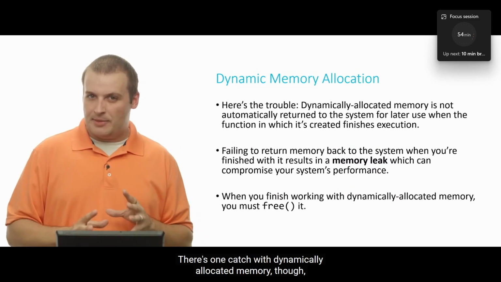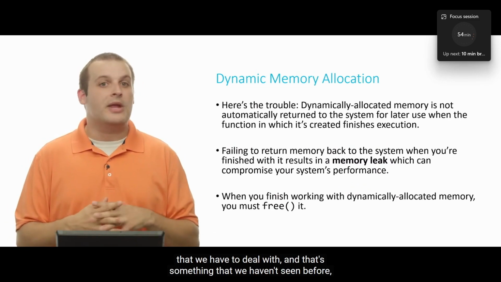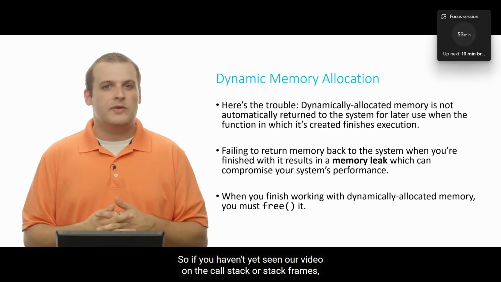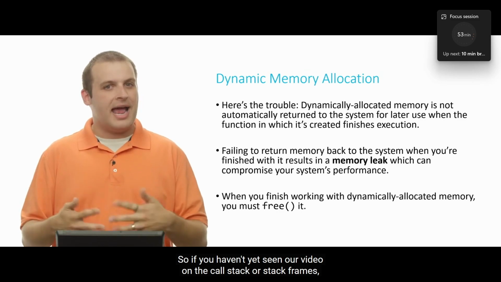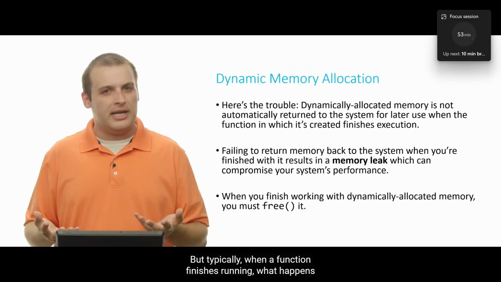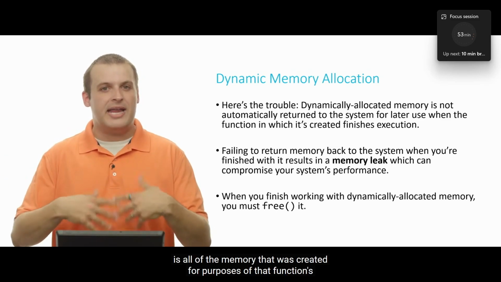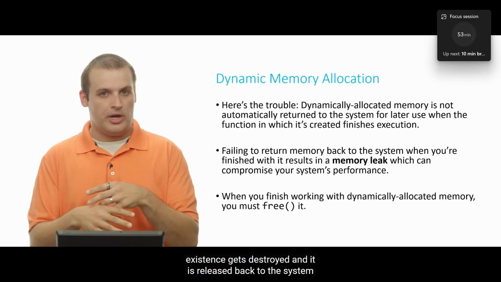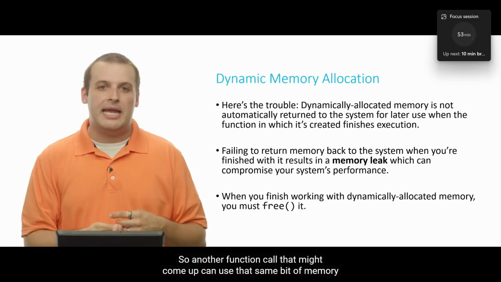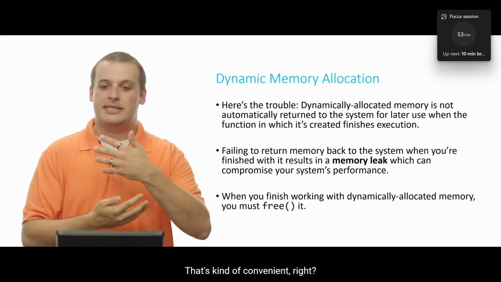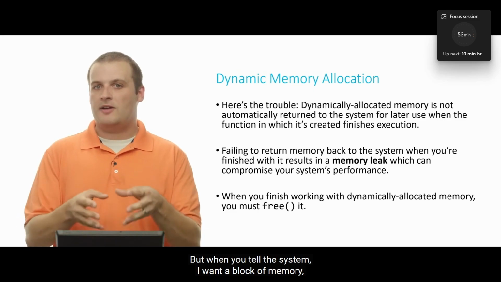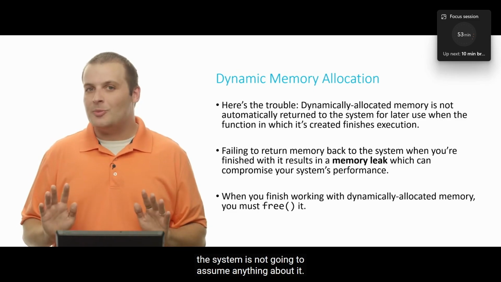There's one catch with dynamically allocated memory, though, that we have to deal with, and that's something that we haven't seen before, and that is that it is not released back to the system when you are done. So if you haven't yet seen our video on the call stack or stack frames, this might not be something you're aware of yet, but typically when a function finishes running, what happens is all of the memory that was created for purposes of that function's existence gets destroyed, and it is released back to the system to be used somewhere else. So another function call that might come up can use that same bit of memory before. That's kind of convenient, right? This system is constantly recycling where it can. But when you tell the system, I want a block of memory, the system is not going to assume anything about it.